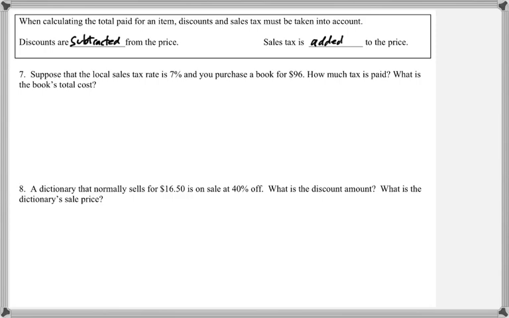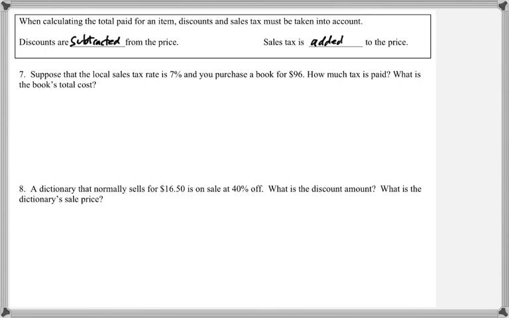Looking at number 7, it says, suppose that the local sales tax rate is 7% and you purchase a book for $96. How much tax is paid and what is the book's total cost?